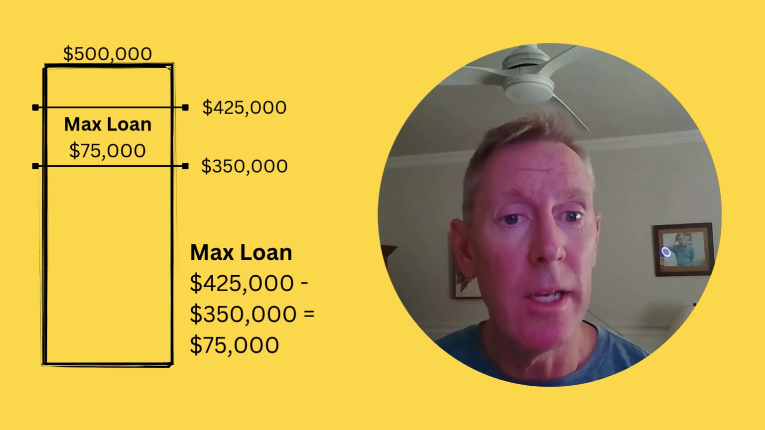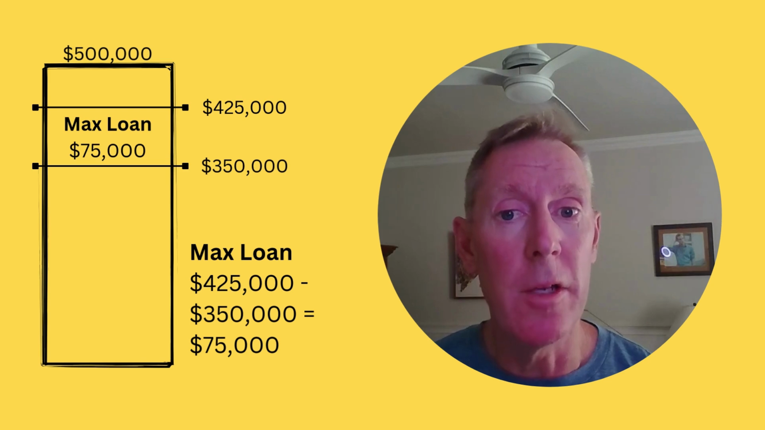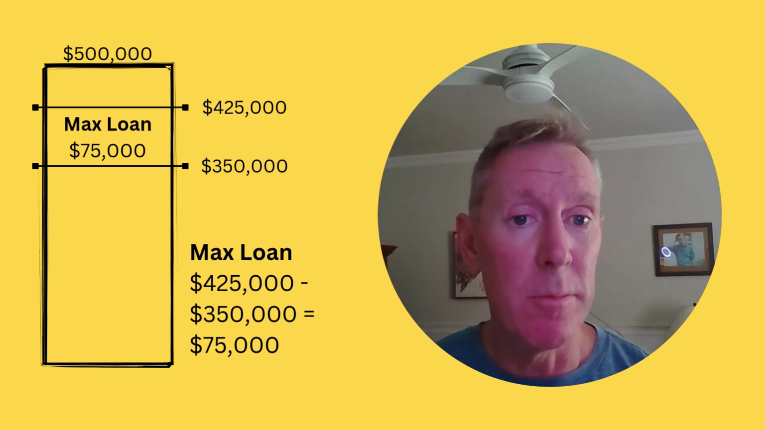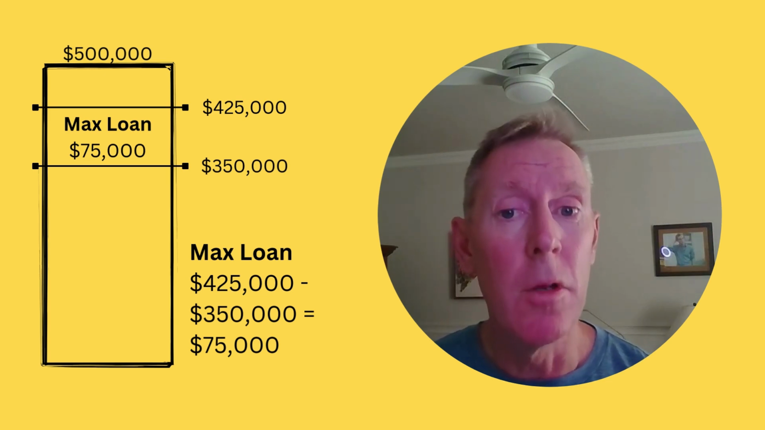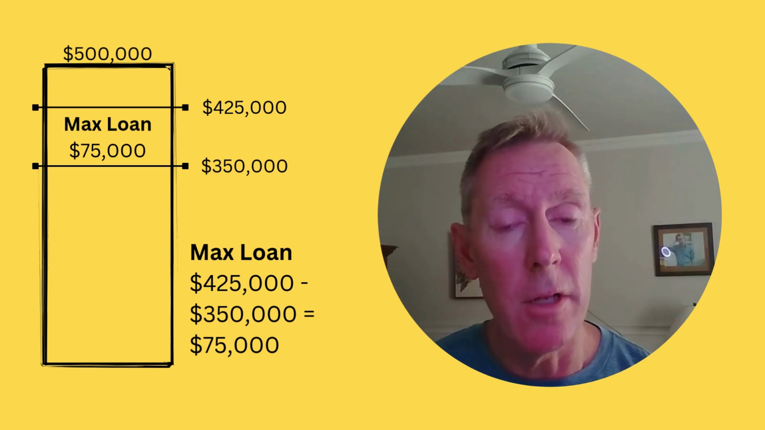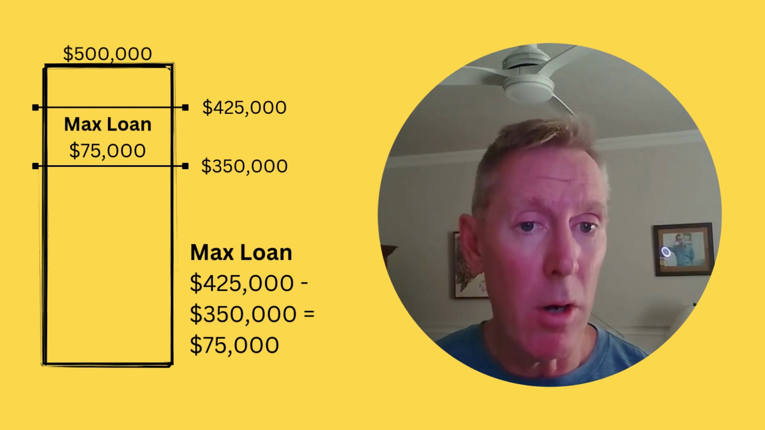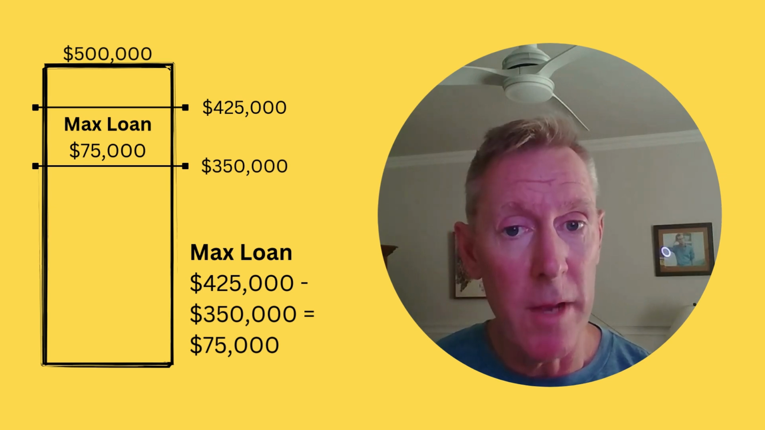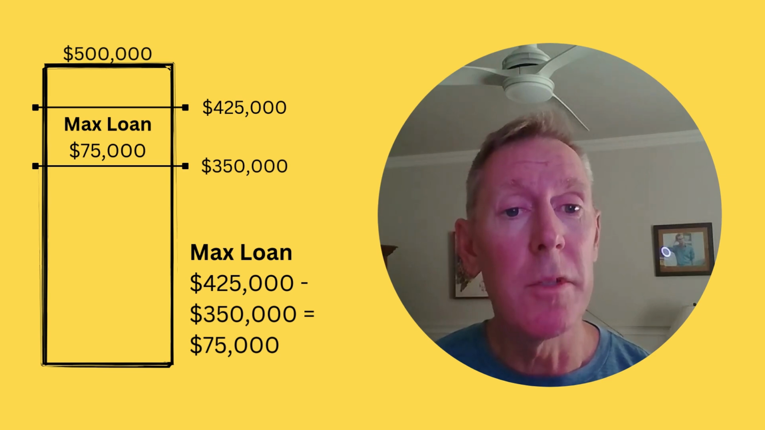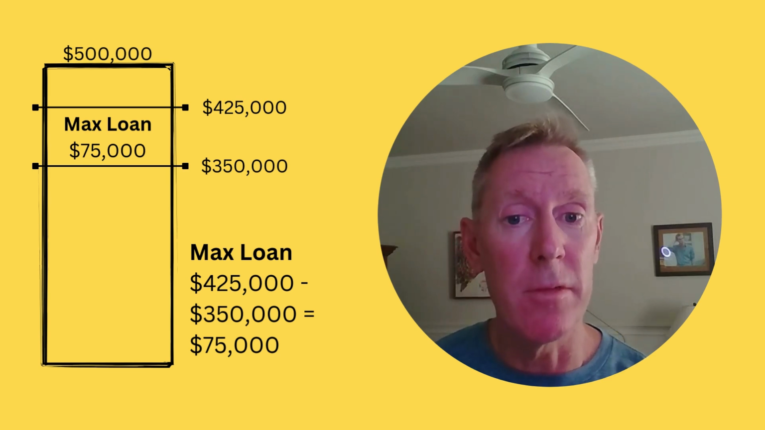So in my example, now that I know the bank's maximum loan to value I can borrow against is 85%, and I calculated the 85% loan to value on my property at $425,000, the next step is to subtract my first mortgage balance from the max loan to value. My first mortgage balance is $350,000. So my max loan amount I can borrow from this bank is $75,000. The $425,000 max LTV of 85% less my $350,000 first mortgage balance equals a max loan of $75,000.